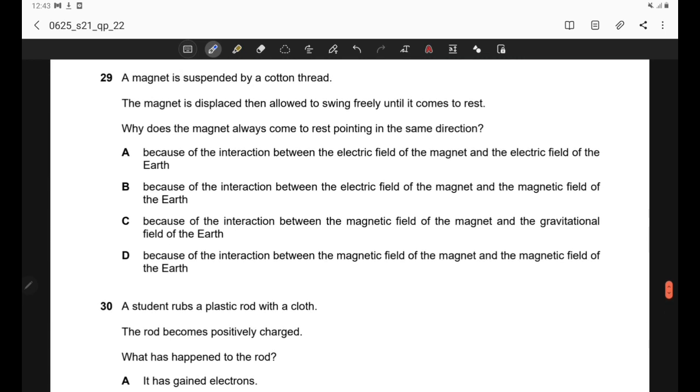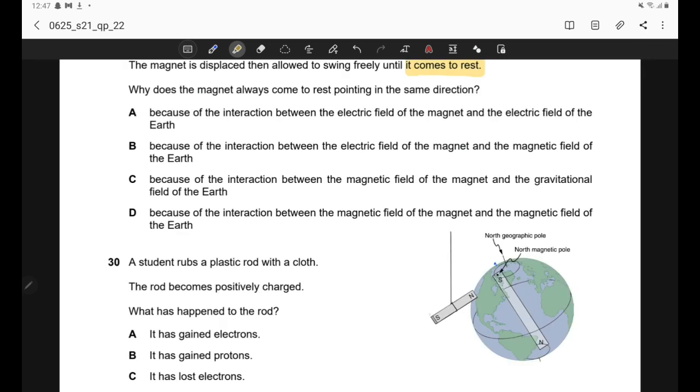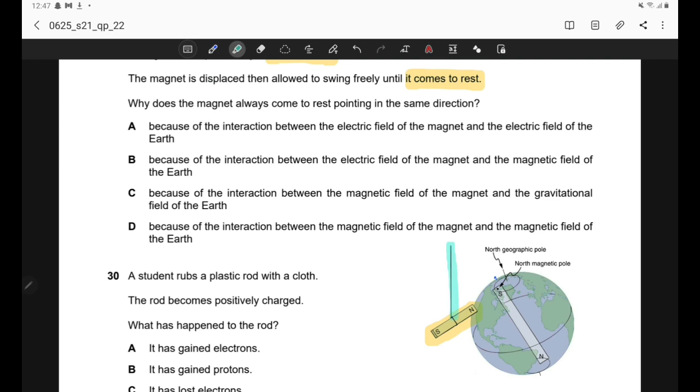Question 29. A magnet is suspended by a cotton thread. The magnet is displaced, then allowed to swing freely until it comes to rest. Why does the magnet always come to rest pointing in the same direction? When a magnet is suspended by a cotton thread freely, we can always see the magnet come to rest pointing in the same direction. Always the north pole of the magnet will come to this side and the south pole of the magnet will come to the other side.